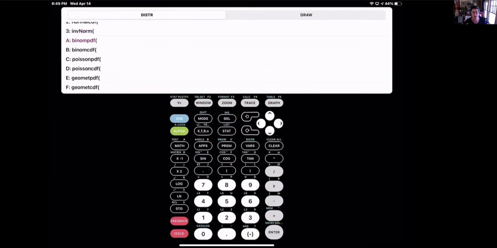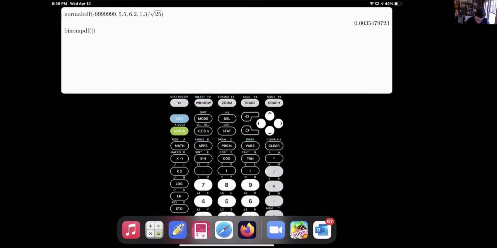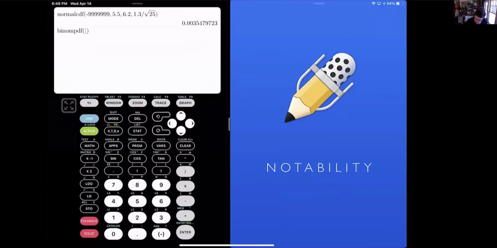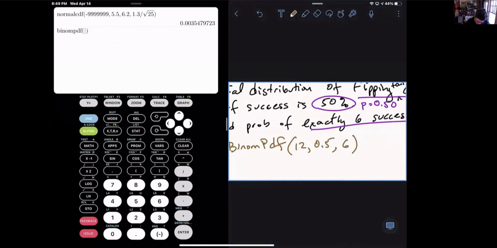Now, this calculator that I'm using on my iPad only has the important things. To get it to yours, it's usually easier to arrow up, because notice I jumped from 3 to A. I'm skipping 4 through 0. And I'm going to press enter. And some of you, again, might have an arrow here or might have a list here, but we don't have that luxury. So let's bring this over here and remind ourselves, here it is, binom PDF 12, comma, 0.5, comma, 6, and press enter.